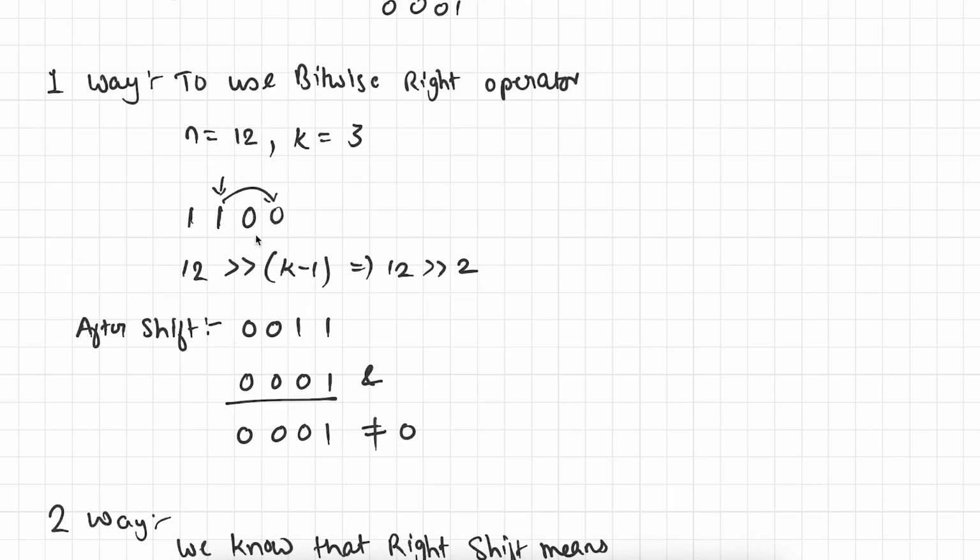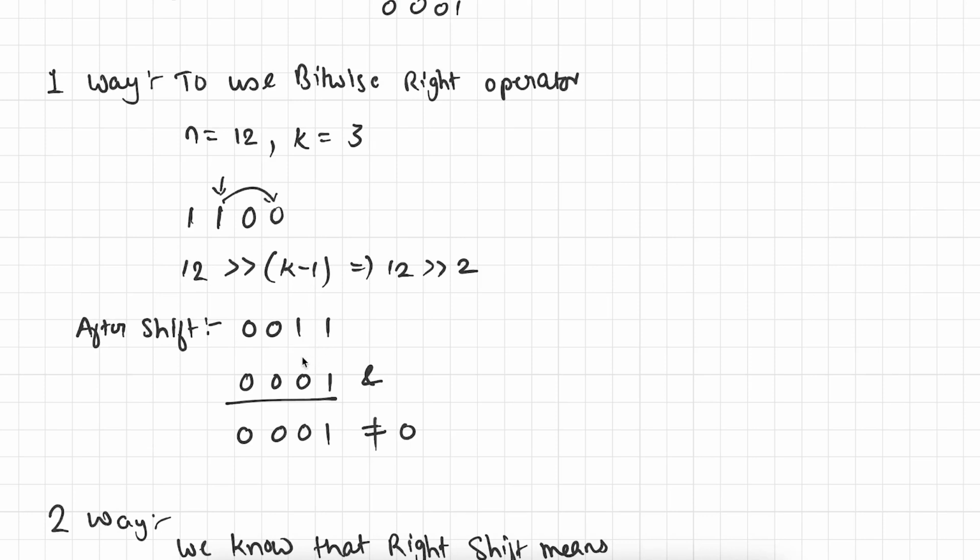Correct? So how many positions do we have to shift? 1 and 2. But k is equal to 3. So how many shifts do we need? k minus 1 shifts. So after the shift, our value of n becomes 0010. See, this bit comes here and this bit comes here. So it becomes 0011.